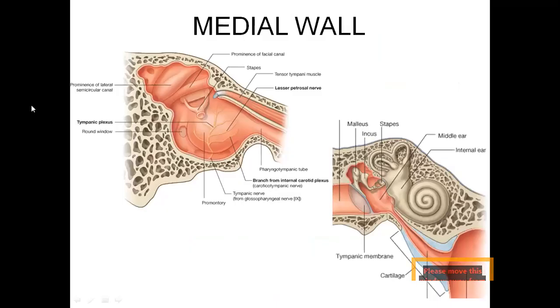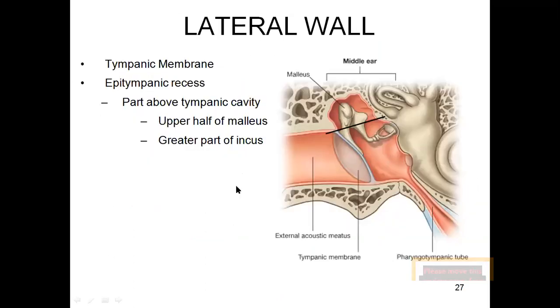Then, this is all medial wall. This is the foot plate of stapes fixing in the oval window. You can see it more clearly here. Foot plate of stapes fixing in the oval window. This is fenestra vestibuli, fenestra cochleae. This is the promontory, right? So these are all things that we see on the medial side of the middle ear. That is the medial wall. This is the tympanic plexus contributed by the glossopharyngeal nerve, right?